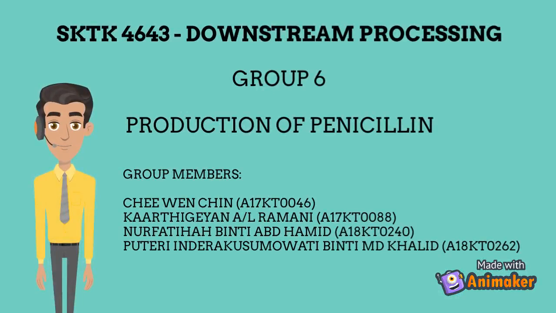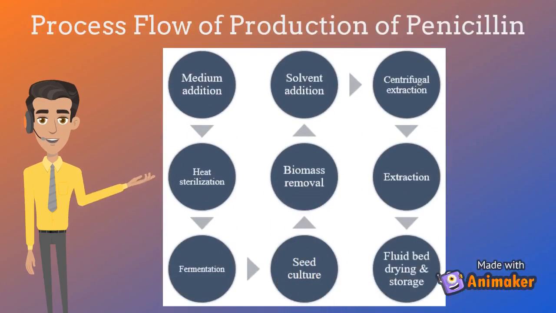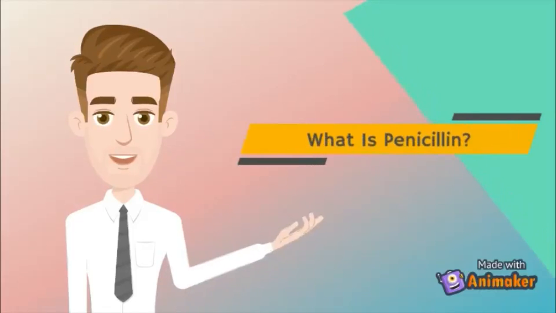And in this video, we are going to show the production of penicillin starting from the upstream process, all the way to the downstream process, until it's ready in the shelf market for sale. The process flow of the production of penicillin consists of 9 different steps, of which the upstream processes include medium addition, heat sterilization, and fermentation, whereas the downstream processes begin from the seed culture until the fluid bed drying and storage step.